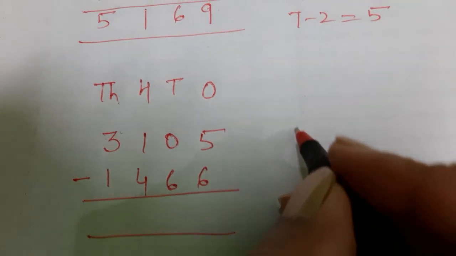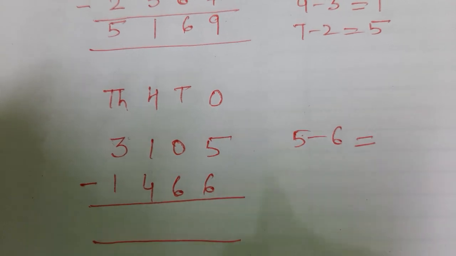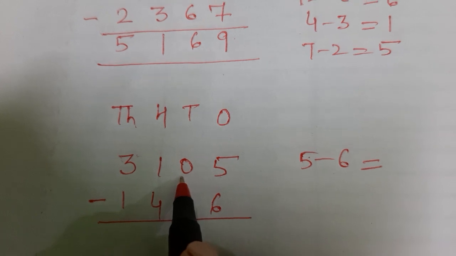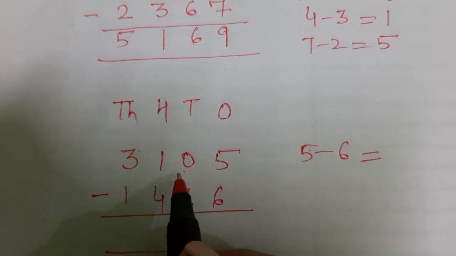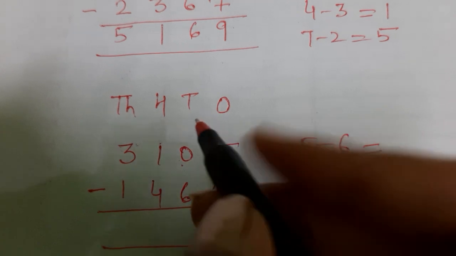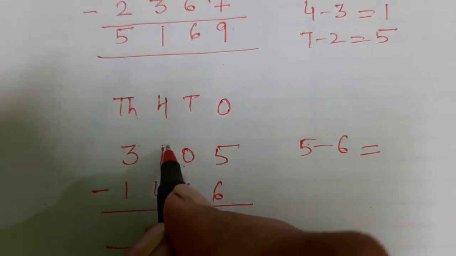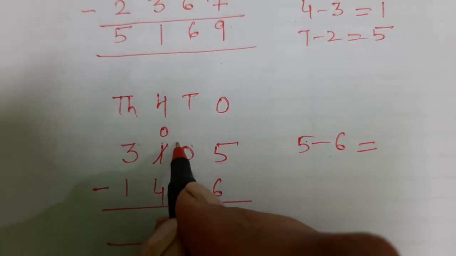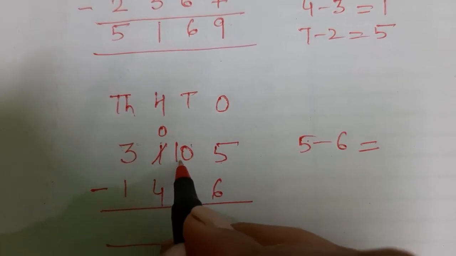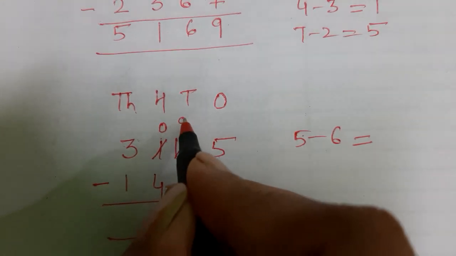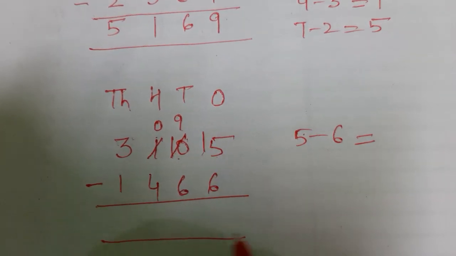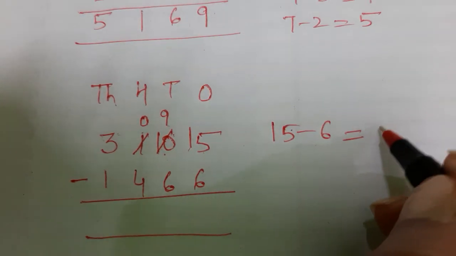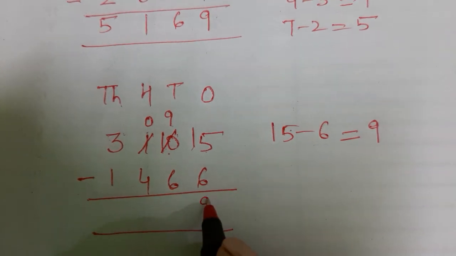5 minus 6 is not possible. Why? Because 5 is smaller than 6. So we have to borrow from the tens place, but here it is 0. So what we are going to do, we will go to the next one. Here it is 1, so we will borrow 1 from here, but what would be left here? Nothing, 0. So this will become 10 now. Because we have to borrow 1 from here, it will become 9, and 1 will go to this place and it will become 15. Now 15 minus 6, students, is equal to 9. So write 9 over here.